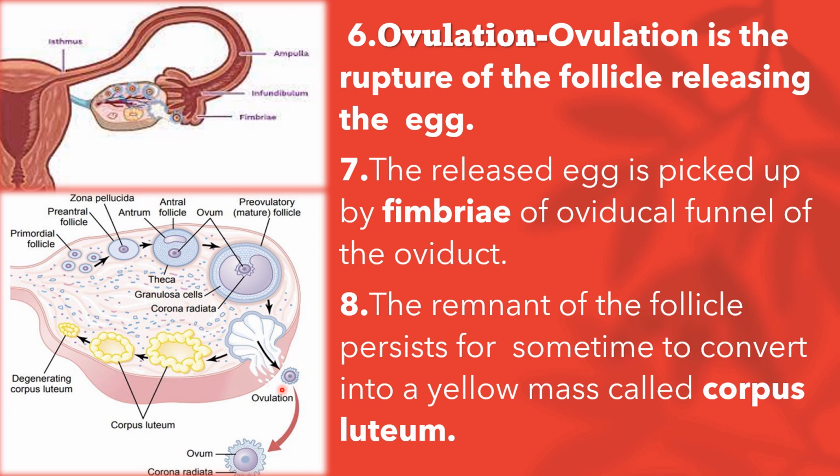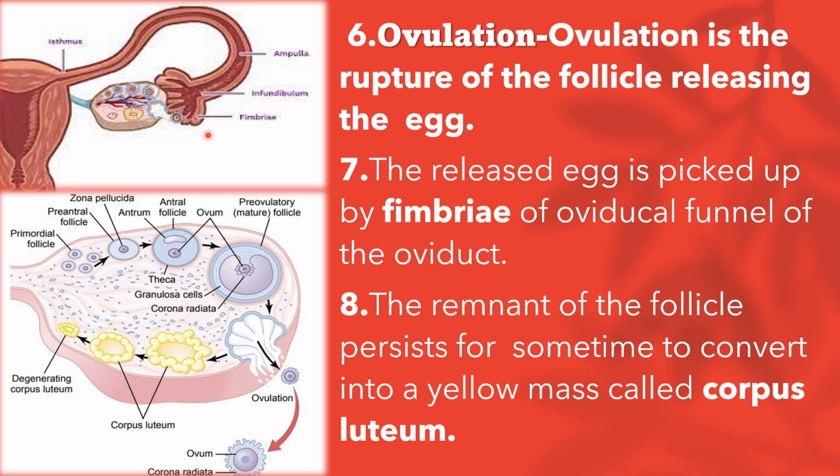Who will pick up this released egg? The released egg is picked up by the fimbriae. Here you can see finger-like projections present in the oviductal funnel of the oviduct, another name of which is the fallopian tube. These finger-like projections of the oviductal funnel pick up this released egg and it enters the fallopian tube.